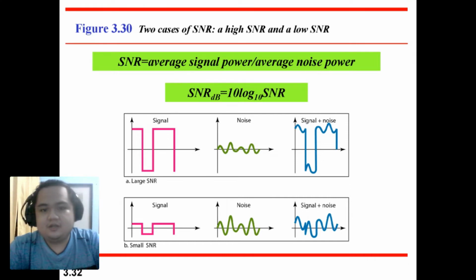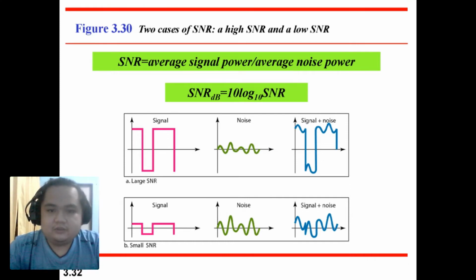Two cases of SNR, a high SNR and a low SNR. SNR means average signal power over average noise power. You can calculate it in this way.